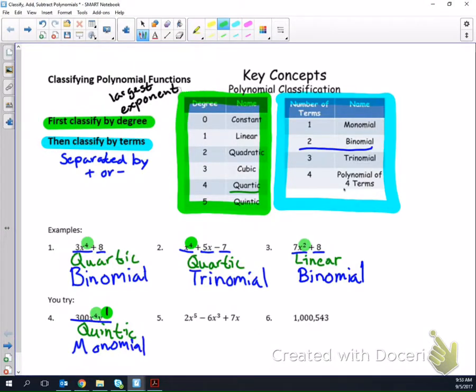All right, this next one. My biggest degree is a degree 5. So we've got quintic. Next, I've got 3 terms, trinomial.